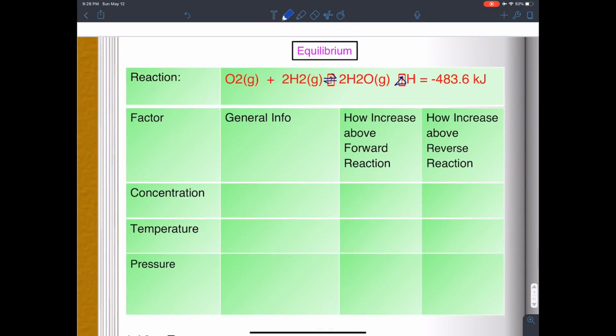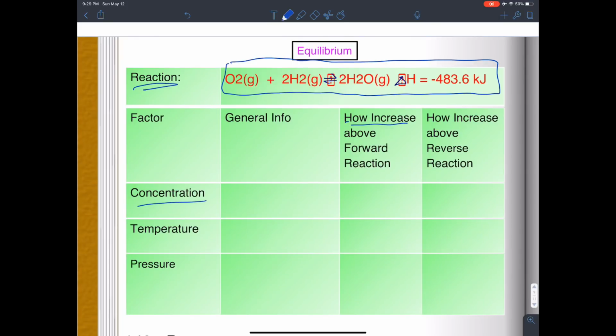So this is the chart again. This is saying how to increase the forward reaction. Given this reaction right here, you're going to tell me how you'd increase it using each factor, so that's for the forward reaction, and how you would increase the reverse reaction given each factor. This general info is where you're writing info from above. If you need to rewind the video and get more, that's fine. Or rewind it to answer these questions, obviously that's fine as well.